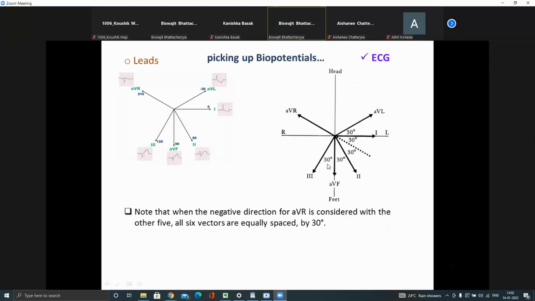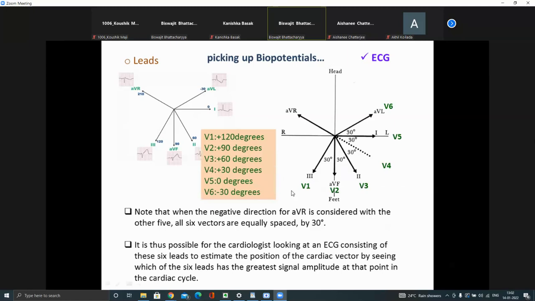We'll see that all the lead voltages come on one side and their spacing will be 30 degrees. That is AVL, lead 1, reversed AVR, lead 2, AVF, lead 3. These are coming at a 30 degree spacing. All the 6 vectors are equally spaced by 30 degrees from each other.